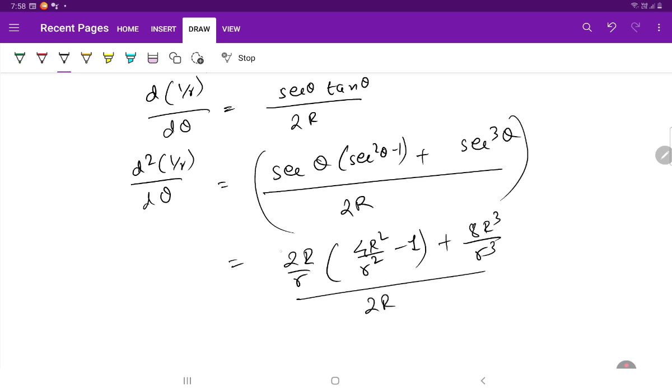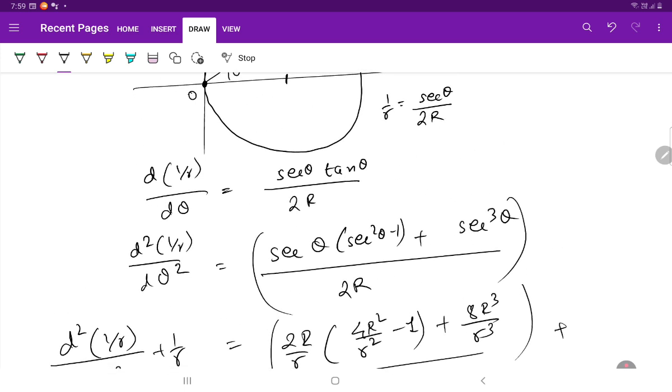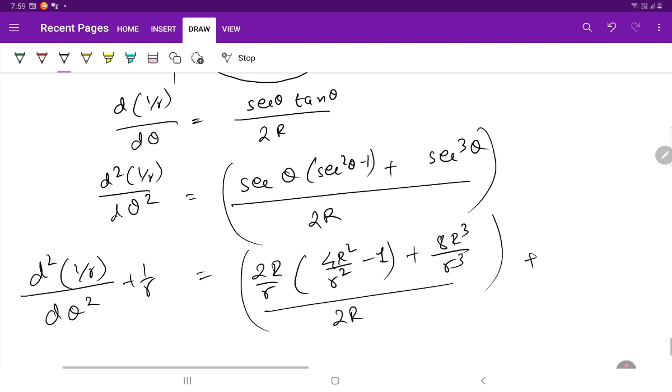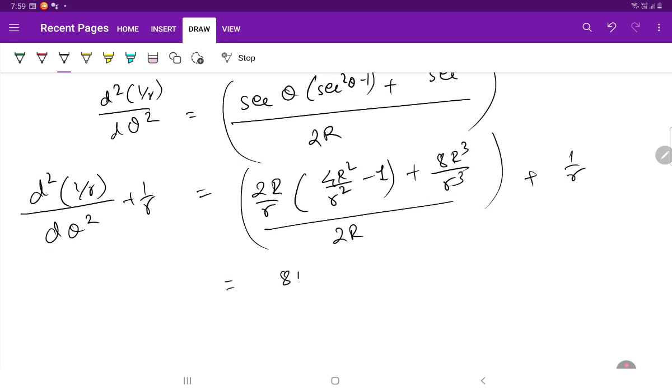we'll get 2R by small r into 4R square by small r square minus 1 plus 8R cube by small r cube, by 2R. Now we are interested in finding d2 of 1 by r by d theta 2 plus 1 by r. Hence we'll get the result as 8R cube by small r cube into twice, which comes out to be 16R cube by small r cube.